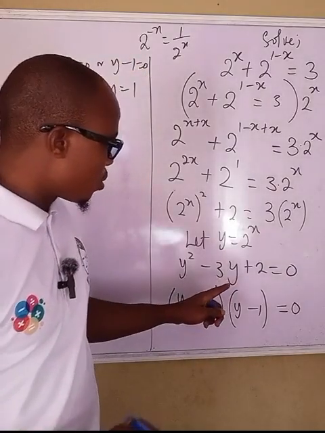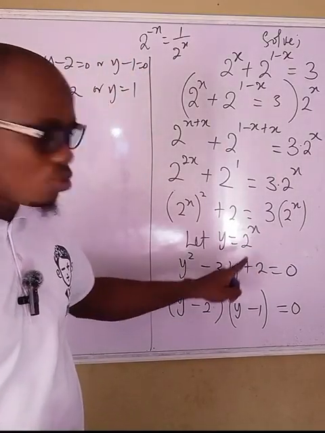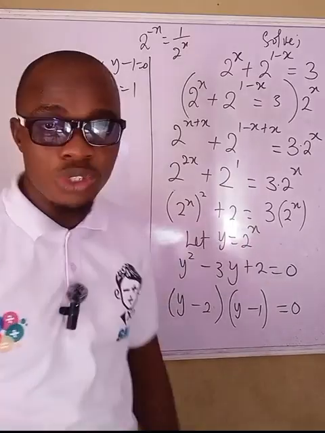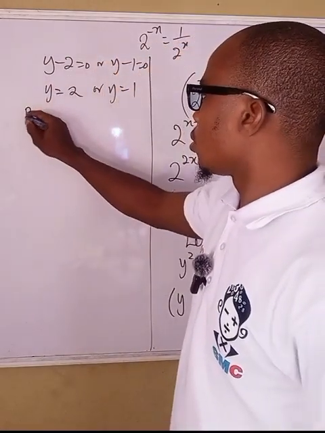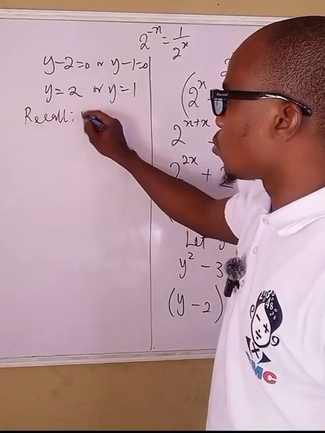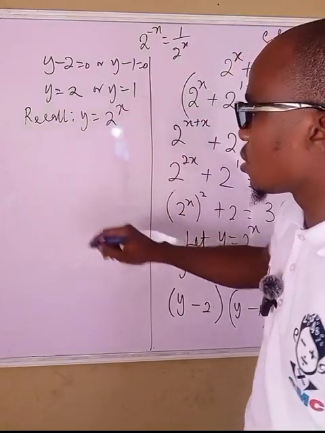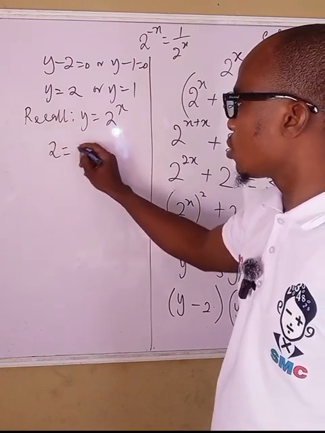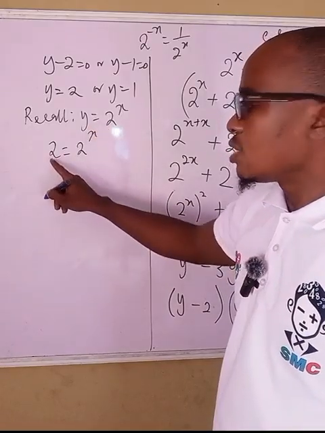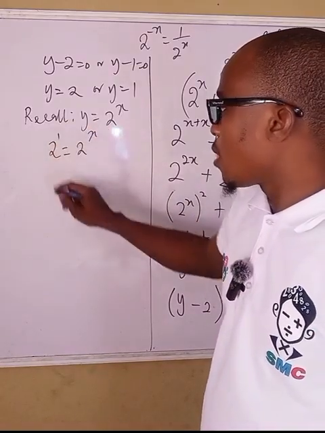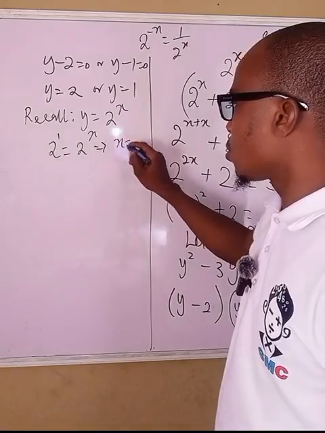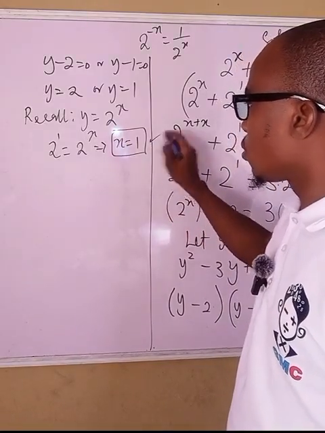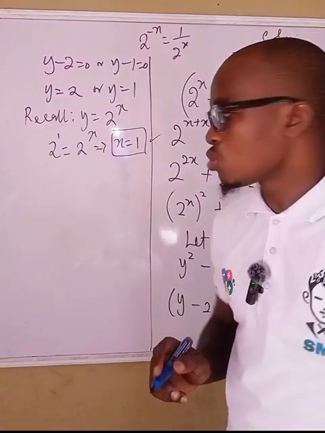All right, but it's not y we are looking for. What we are looking for is x, but we did some replacement here. So you need to recall that y is 2 to the power of x. So now, picking when y equals 2, we have 2 equals 2 to the power of x. And ordinarily 2 has power 1, which implies that x equals 1.